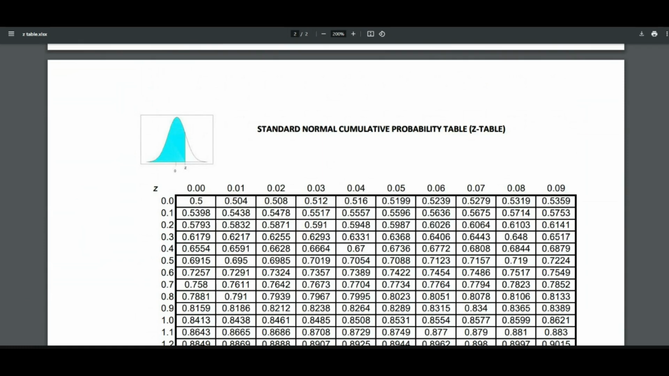Now, I am giving you Z values. Did you notice that? I'm not asking you to calculate anything. Z is given to you. Use the table.